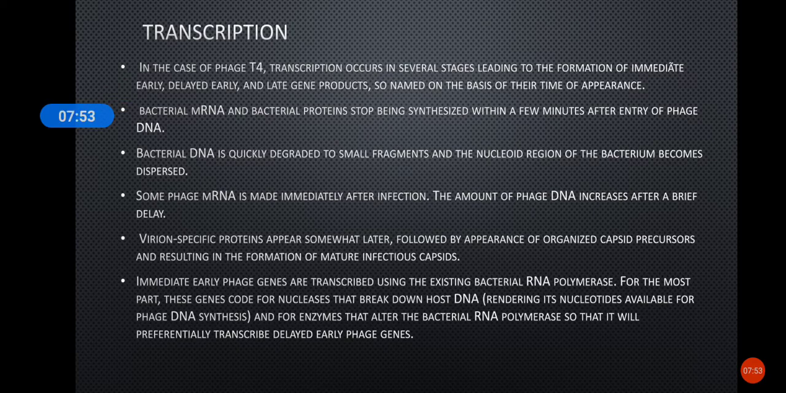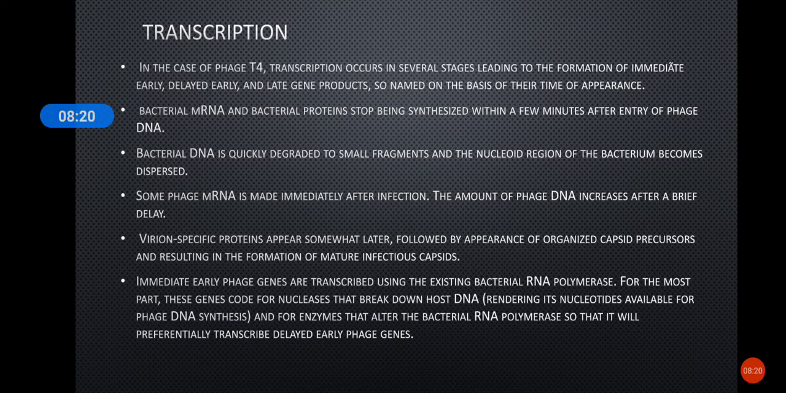Virion specific proteins appear later, followed by the appearance of organized capsid precursors and formation of mature infectious capsid. These all happen a little bit after the infection. Before that, immediate early phage genes are transcribed, and they are transcribed using the bacterial RNA polymerase.